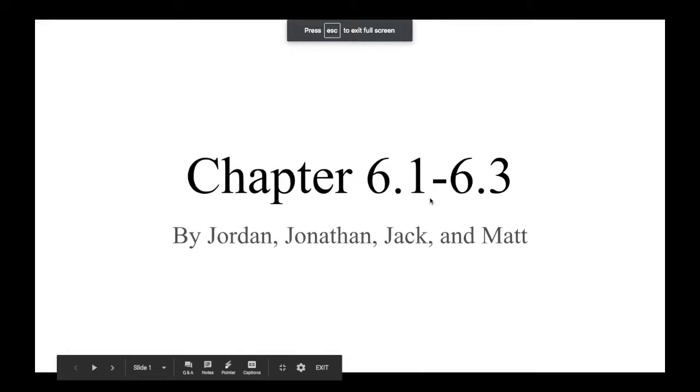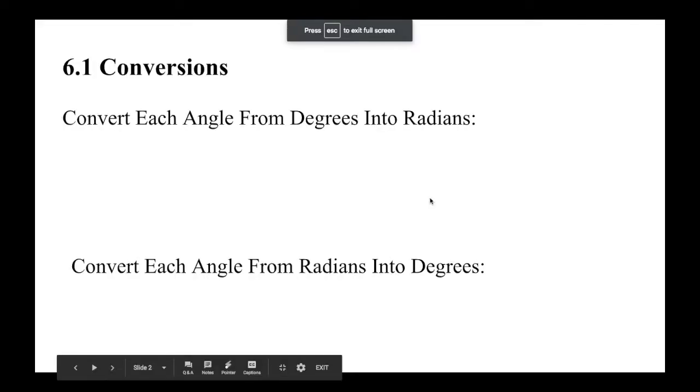Chapter 6.1 to 6.3 by Jordan, Jonathan, Jack, and Matt.